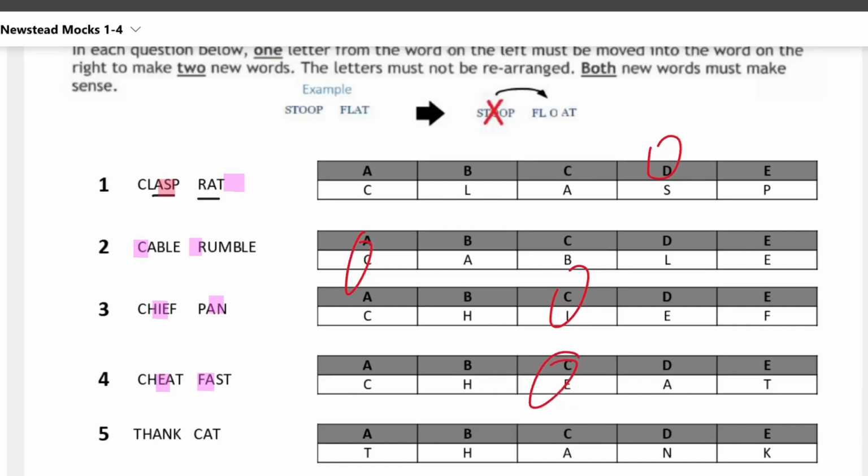Question number 5, we can take out the H and put it in cat over here to make chat, which means we get B as our answer. And then for 6, we get the answer as A, because when we take out the G, or let's highlight this, we can put it here in here and make bridge. Therefore our answer is A.